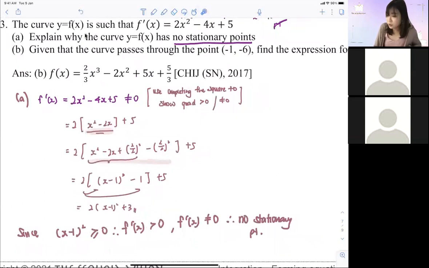When you're done with A, can you do B and send it to me? Very easy, part B.